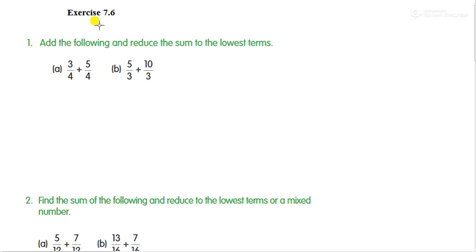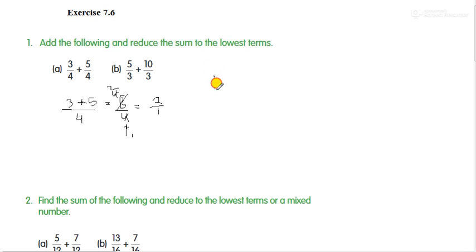Here the exercise 7.6, add the following and reduce the sum to the lowest term. A bit is 3 by 4 plus 5 by 4. Here the denominator is same, so take the LCM as 4. So 3 plus 5 equals 8 by 4. Now do it in the simplest lowest term. So 2 4s are 8, 2 2s are 4, 2 1s are 2, 2 2s are 4. So here its lowest term is 2 by 1.